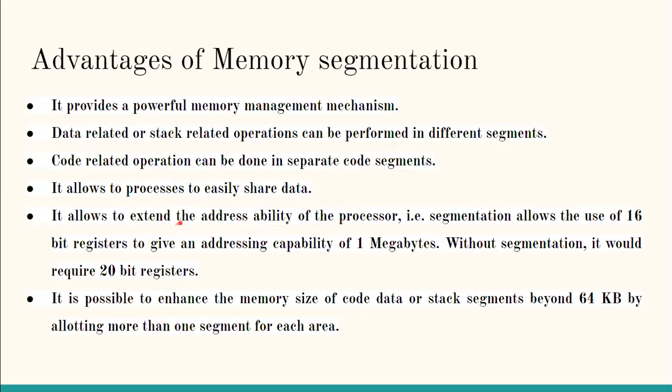Also, the memory segmentation extends the addressability of the processor. For this, we know that 8086 is a 16-bit processor. All the registers in it are 16-bit. So if we use only the 16-bit register, we will be able to address only 2 raised to 16 locations. But 8086 is able to address 1 megabyte of memory. How is this possible? By using the memory segmentation and using the concept of base and offset addresses.